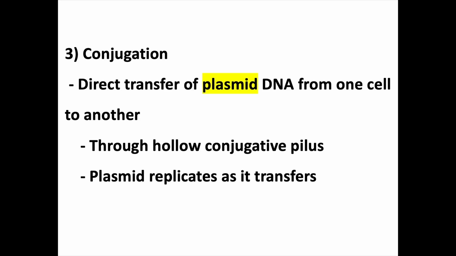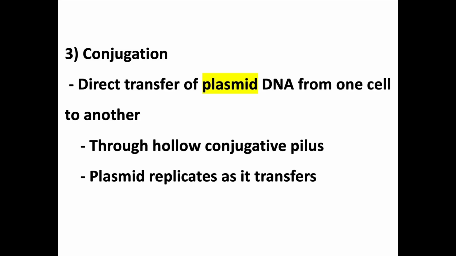So to summarize, conjugation is the direct transfer of plasmid DNA from one cell to another, and that key term's definition of a plasmid is an extrachromosomal, covalently closed circular DNA molecule that may contain one or a few genes. So it's like a bonus optional extra chromosome. This is done through a hollow conjugative pilus, and this plasmid replicates as it is transferred.